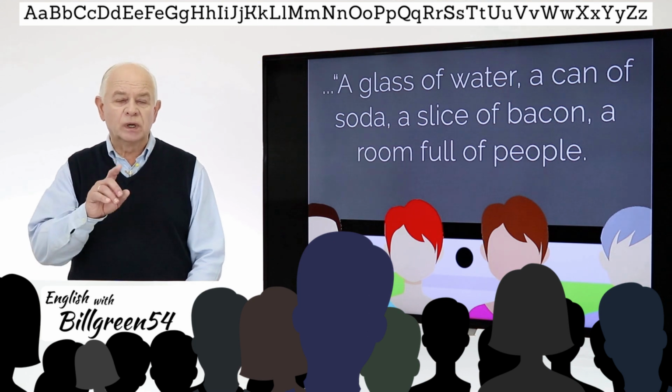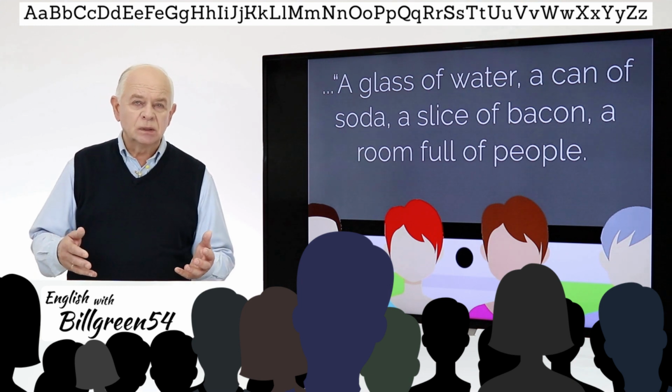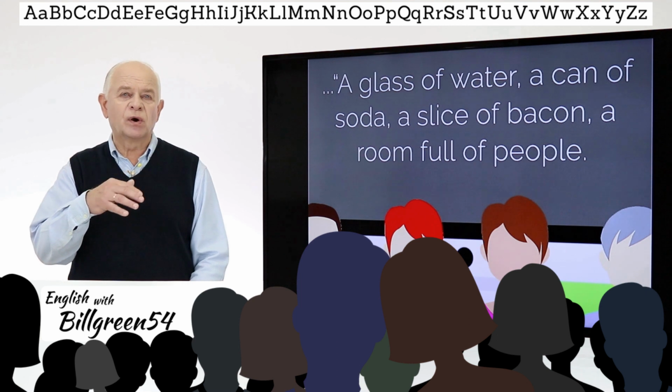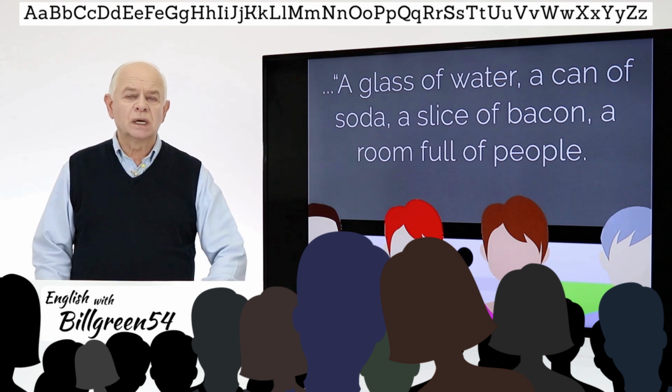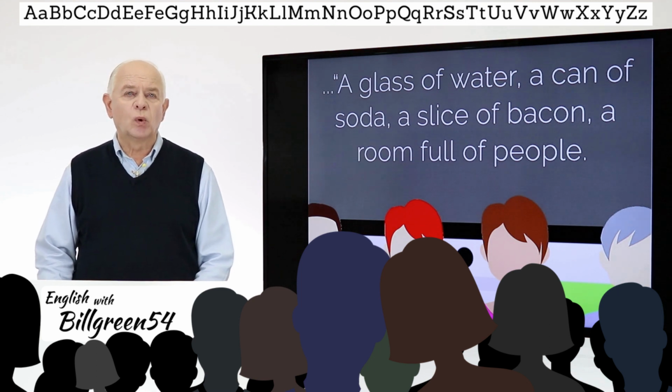So let's take the last one. A room full of people. Well, people, person, people, that's a noun, right? It's countable. There's one person, there are 3 people, 4 people, 5 people. But when we use a partitive, we're talking about a group or part of something.